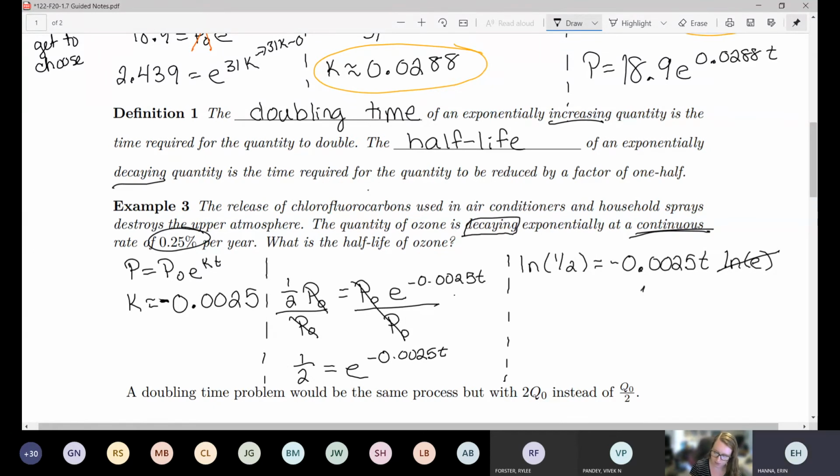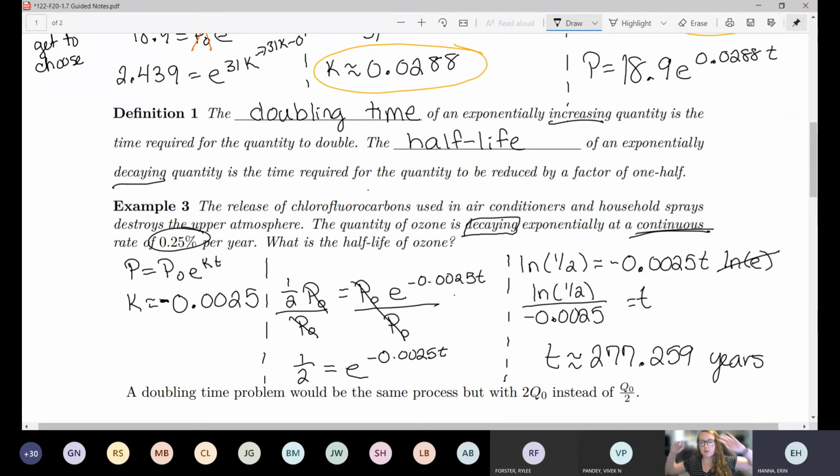So to finish solving for t, we would just have to divide both sides by the negative 0.0025. So t is going to be approximately 277.259 years. Usually I get the question of where the heck did the negative go? And the negative, quote unquote, disappeared because the natural log of 1/2 is a negative number.